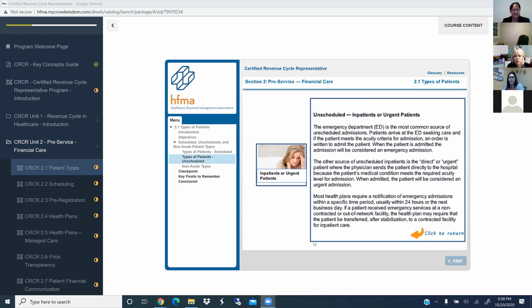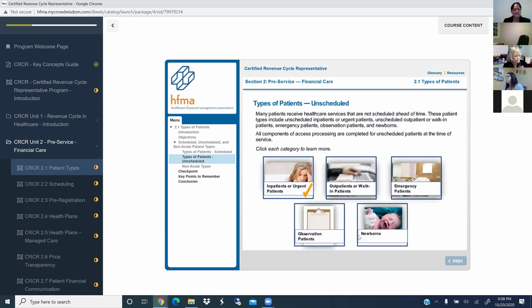Okay, so I'm on unscheduled outpatients, or walk-in patients. So if you just go back, it's the next box. These are services like routine x-rays and lab tests. They're typically provided without the benefit of prior scheduling. So you're coming for an unscheduled routine outpatient service.